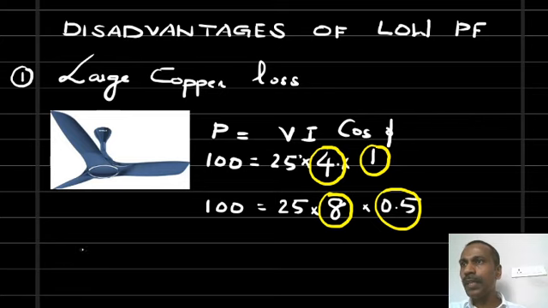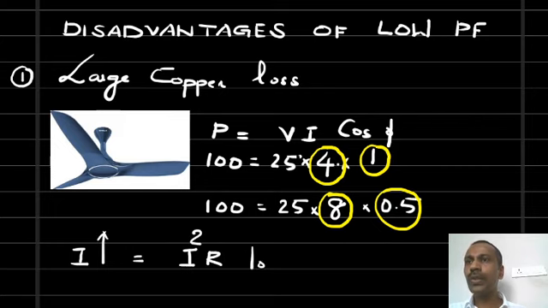As you know, when the current increases, what happens to I square R loss? I square R loss also increases. So with the lagging power factor, the copper loss is very high.